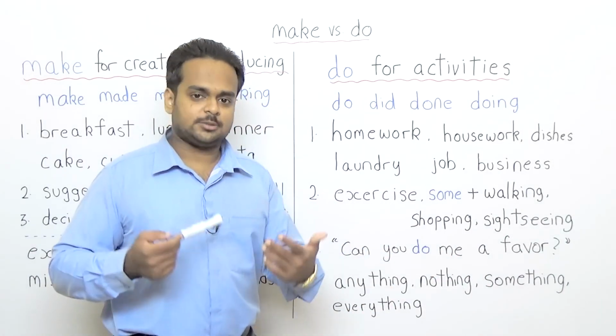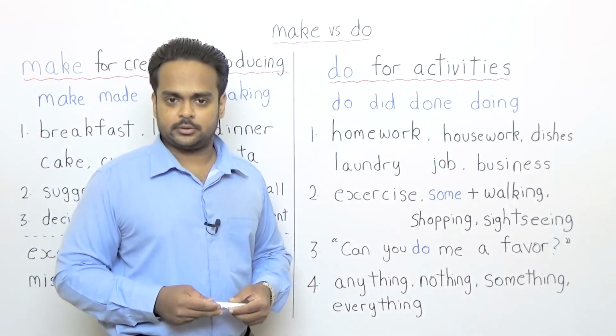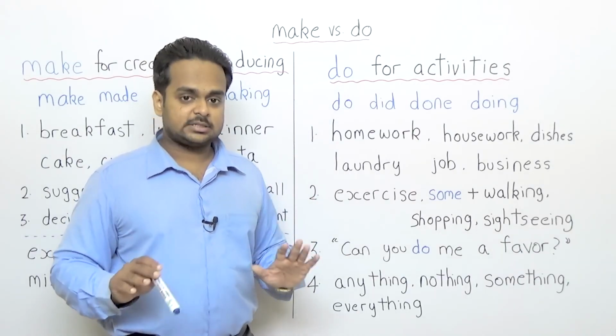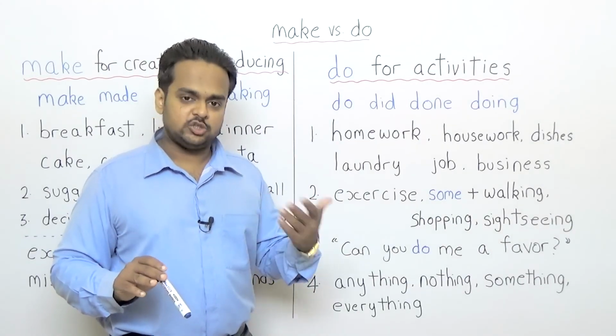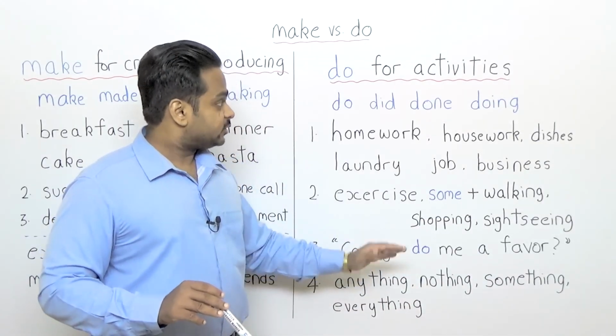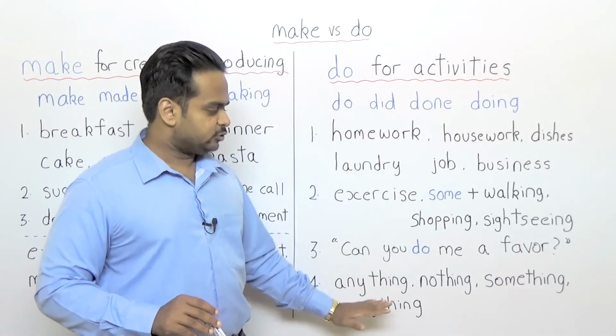That means, do you want to plan something? Shall we go out together or do something together? In that situation, we're not talking about any activity specifically. We're talking in general, and similarly with everything as well. So for all of these, we use do. Okay, so that's how you use the verb do.